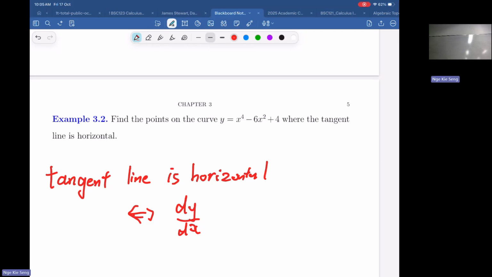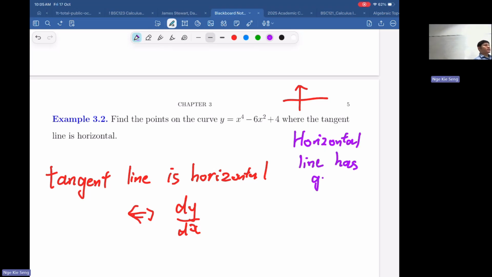Yeah, so my dy/dx should be what? To satisfy what? Horizontal line. What's the gradient of a horizontal line? 0. Okay, horizontal line. So one thing you need to remember is that a horizontal line has gradient 0. dy/dx is the gradient of the tangent line, so we want dy/dx to be 0.